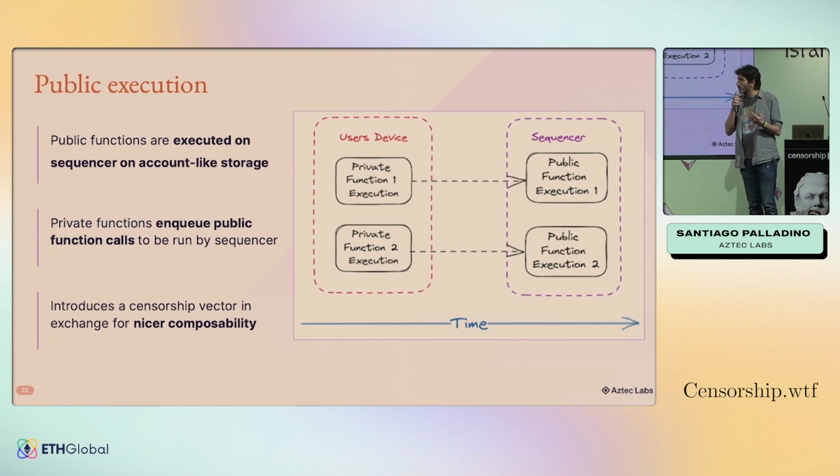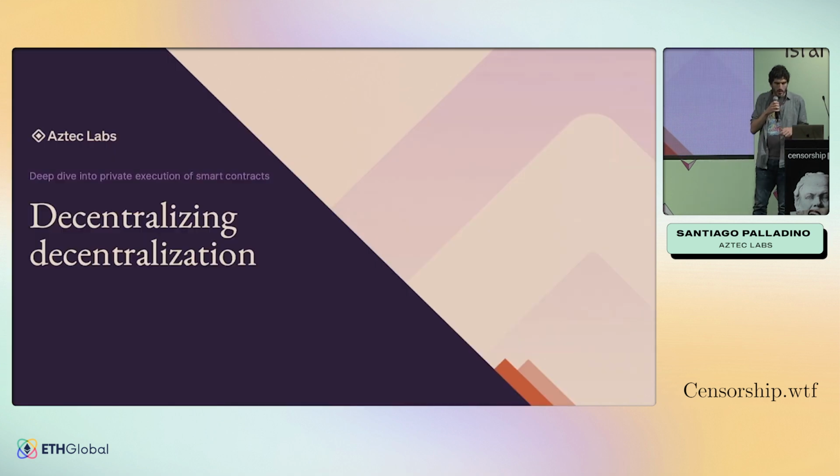What's the problem here? Even though we have made composability easier, now we're introducing a censorship vector. We're starting to reveal actions that transactions do. And with that, let's go into the third and last part of the talk, which is about decentralization.